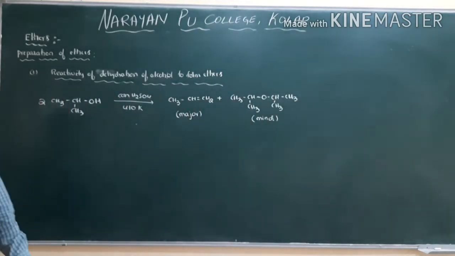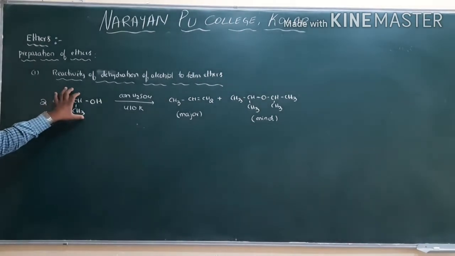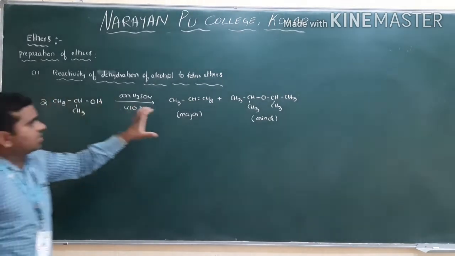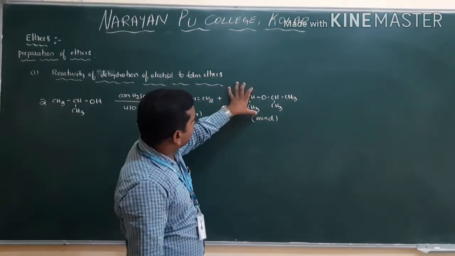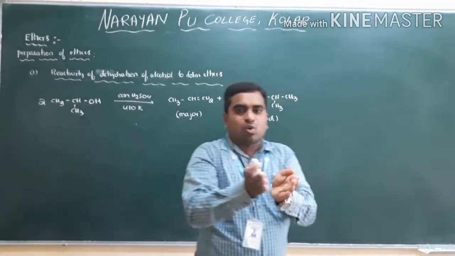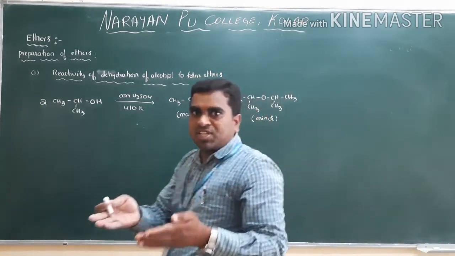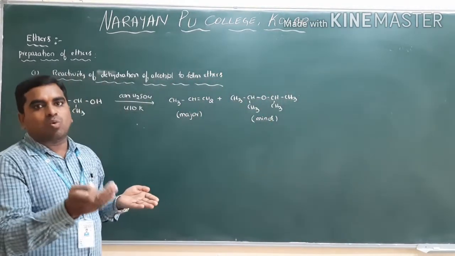You know why? Because in this case what happened? You know CH3, and this is the secondary. Secondary means bulky groups here. See now, if it forms ether, here bulky group and bulky group, two bulky groups are very close to each other, so that's why the ether becomes unstable. If unstable, it forms in a small quantity.